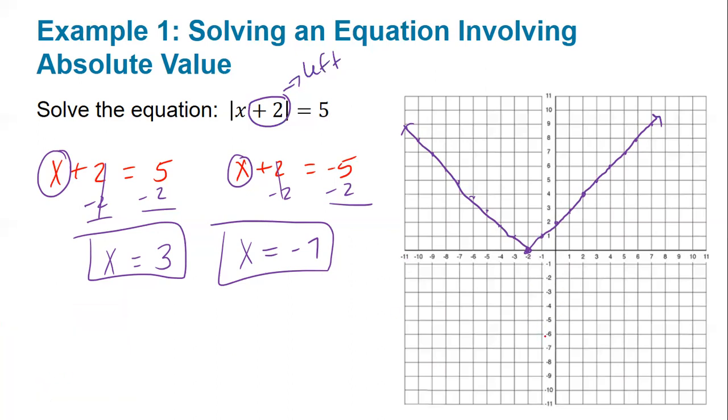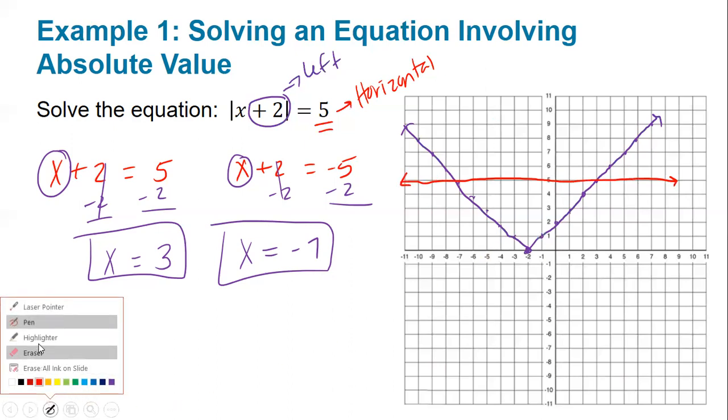So then that's done. Now we're going to graph our constant. What does a constant look like as a graph? A constant is a straight, horizontal line, right? So my horizontal line goes through 5. Your solution is where these 2 lines intersect.